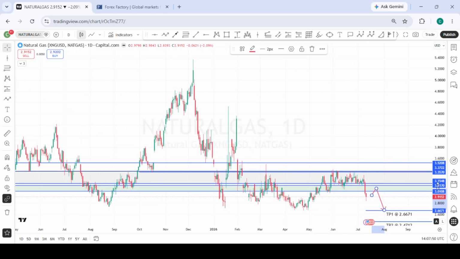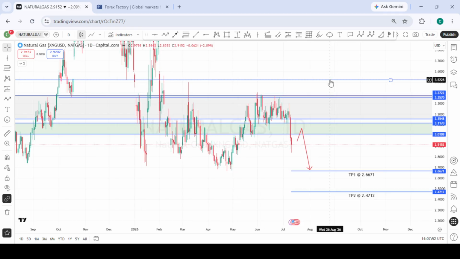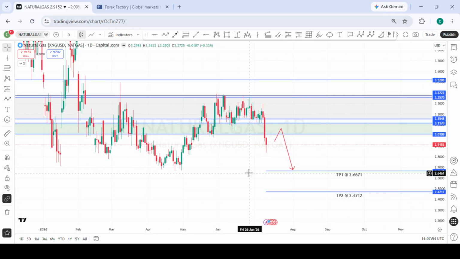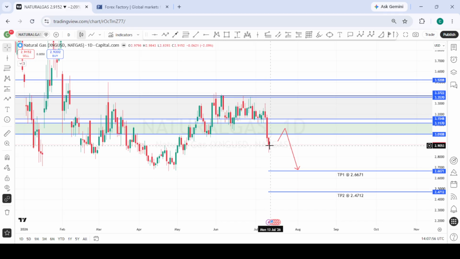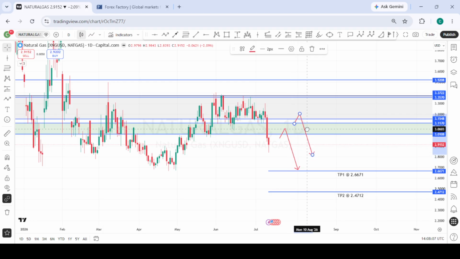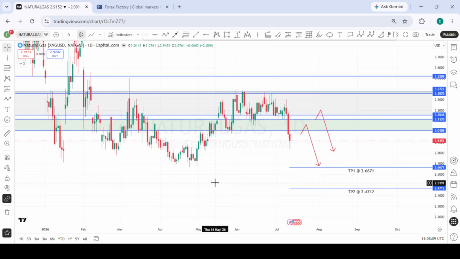So these are the various targets we have for natural gas. This is our TP1, this is our TP2 for natural gas. We just have to wait for the retest of this area of interest. But if price is able to pull back all the way back into this first area of interest as well, we'll still be interested in taking ourselves from there. We're looking for selling opportunities from here to the downside. So we are very bearish on natural gas.